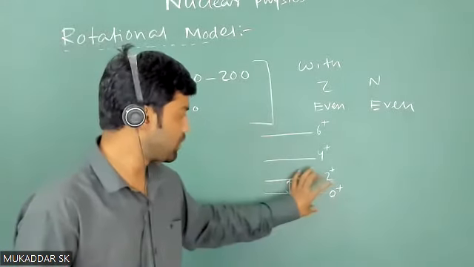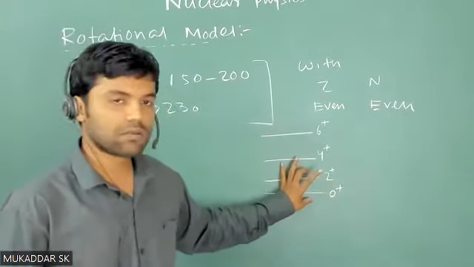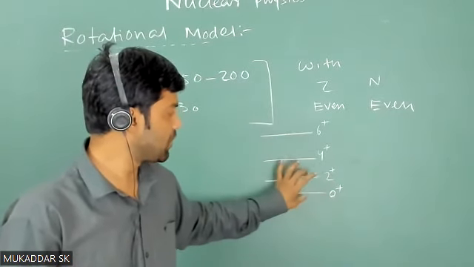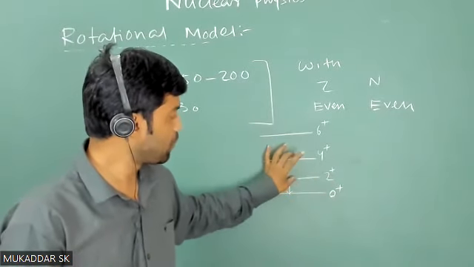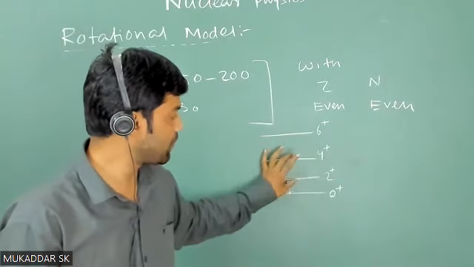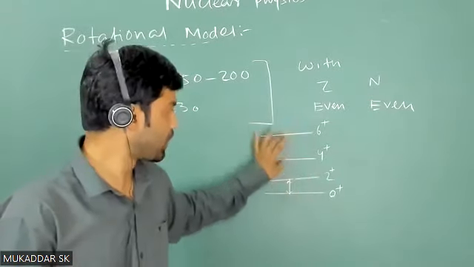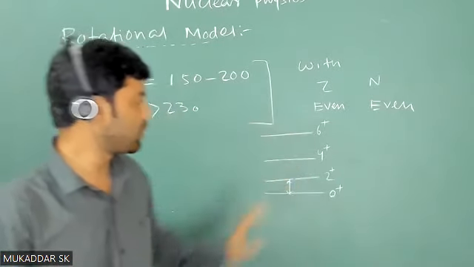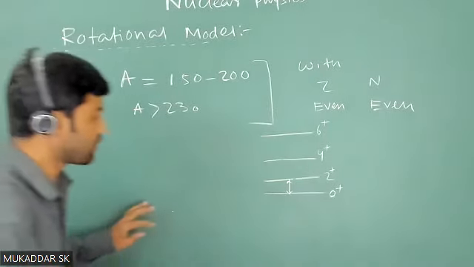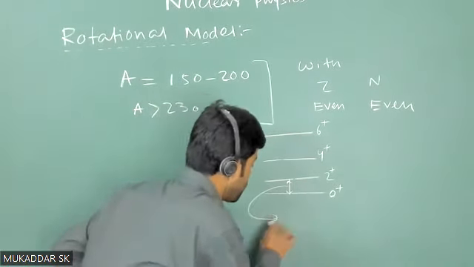I mean, the separation between the 0 and 2 state, if you go from 2 to 4, this separation will be larger as compared to the previous one. But all these separations are of the order of kilo electron volt.